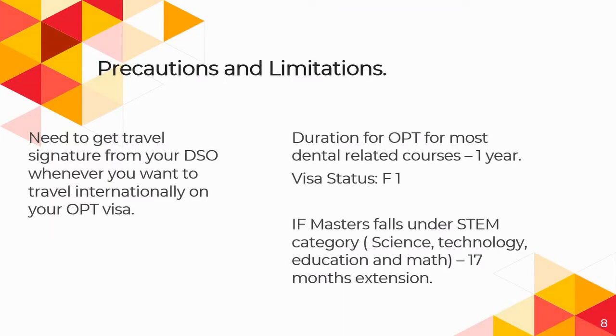So there are a few precautions and limitations that exist with your EAD and your OPT status. First of all is that every time you plan to travel internationally, you need to have a travel signature on your I-20. The I-20 is a document that you will be given that defines the reason that you got your F1. So every time you have to travel internationally, you have to carry that document with a signature from your DSO. We spoke about DSO as designated student officer, who will sign and give you that permission to leave the country and come back.